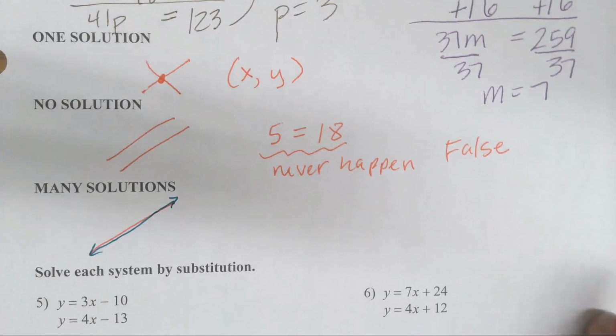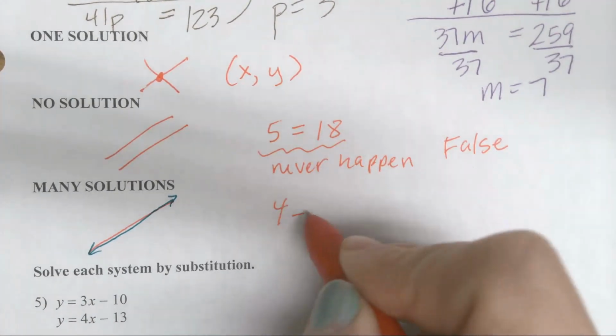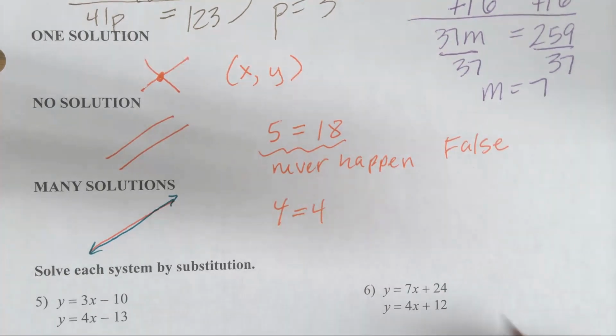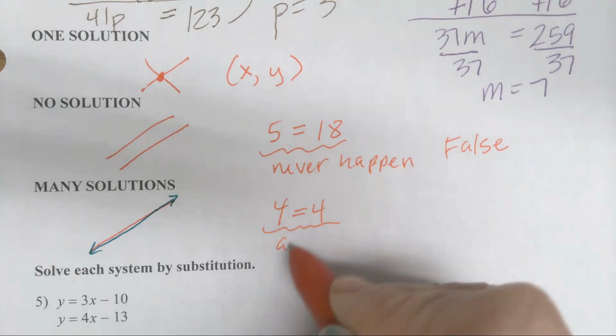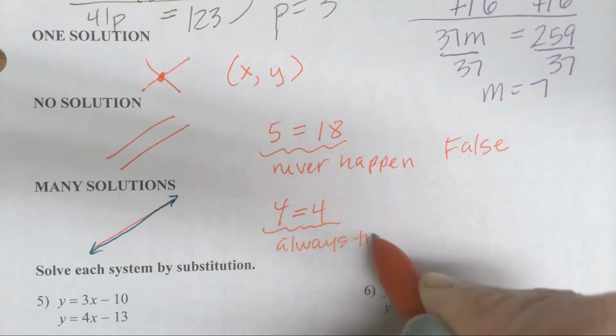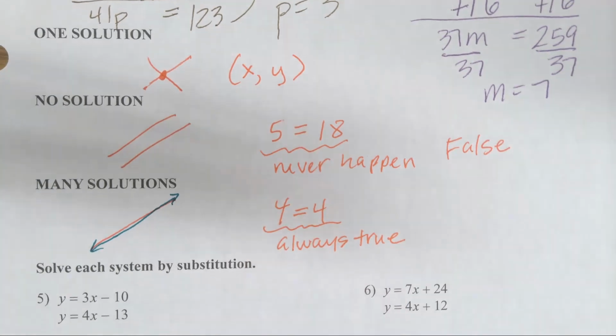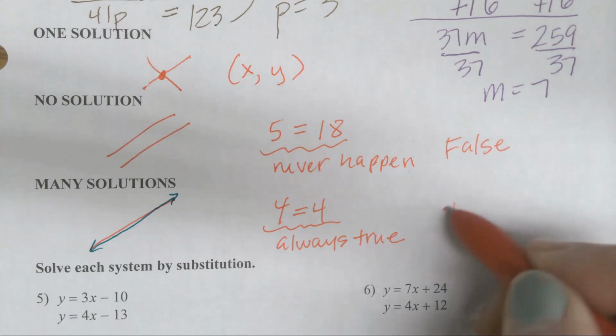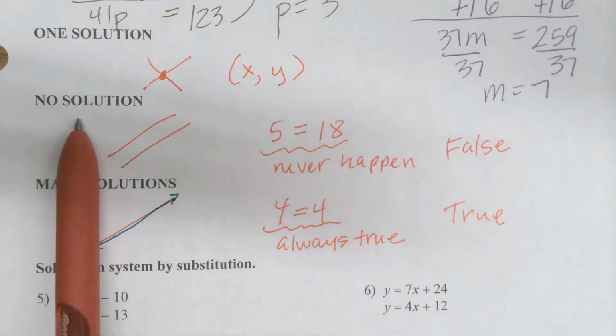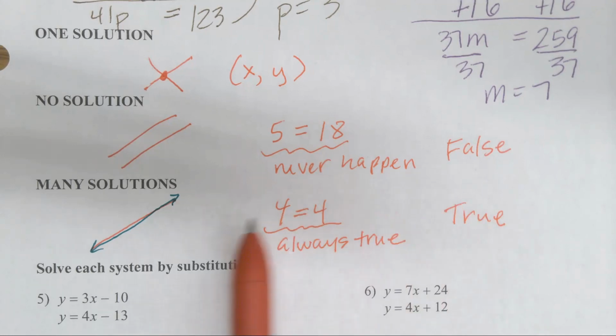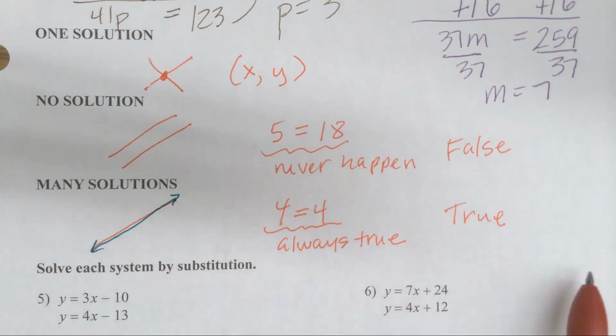Today, it's going to look like this. 4 equals 4. It is something that is always true. It will always happen that way. 4 is always 4. But again, it's not restricted to 4 equals 4. It could be 10 equals 10, or 100 equals 100, or 20 equals 20. Negative 3 equals negative 3. It's something that is always true. It is a true statement. So no solutions comes up as a false statement. Many solutions comes up as a true statement. One solution will just come up as answers.